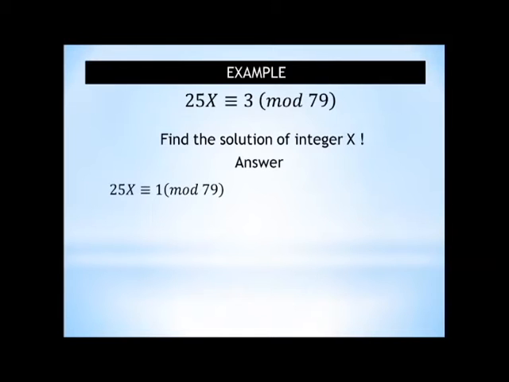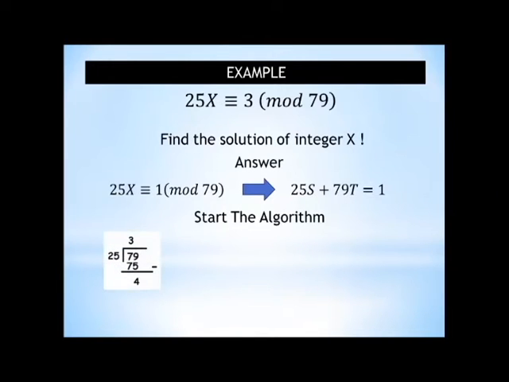Next, we must first consider the value of x from the equation 25x ≡ 1 mod 79. So we can write this as 25s plus 79t equals 1. Now we start the algorithm. We divide 79 by 25 first, and it gives 3, and the remainder is 4. We can write this as 4 equals 79 minus 3 times 25 as the first equation.